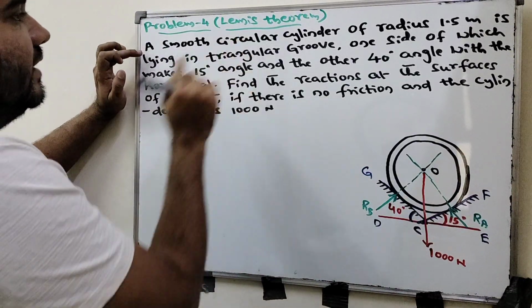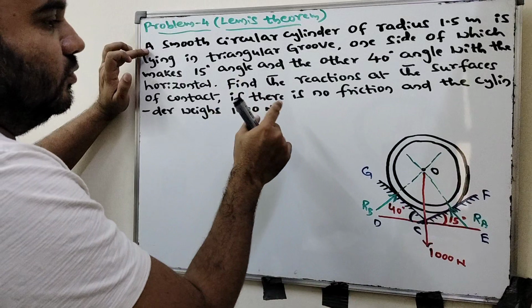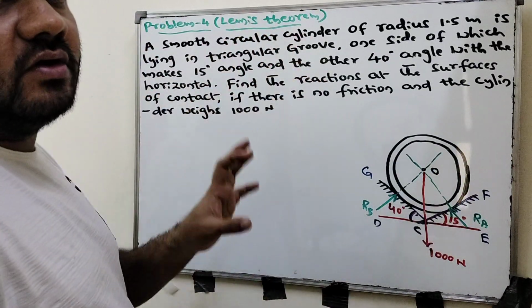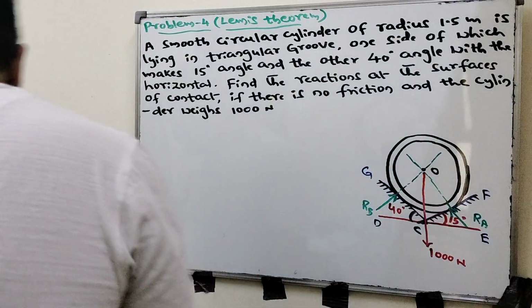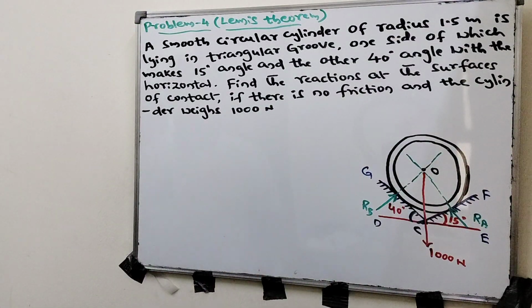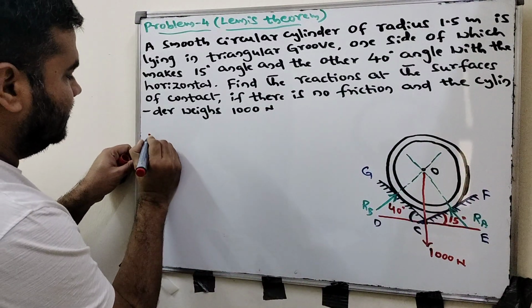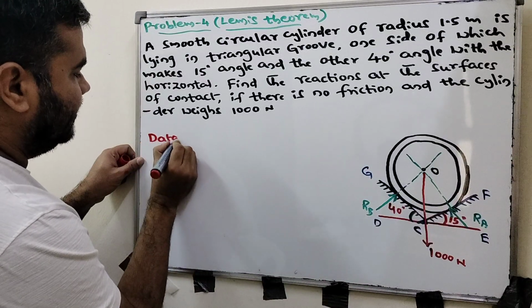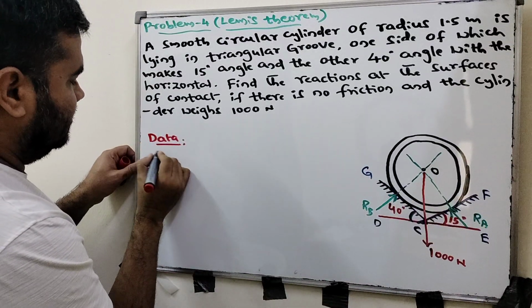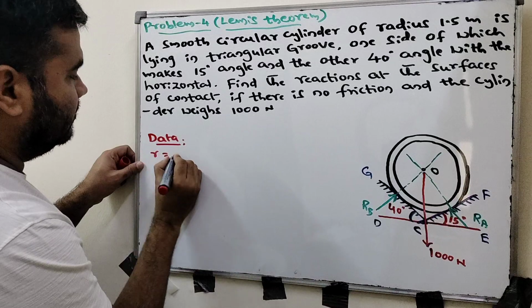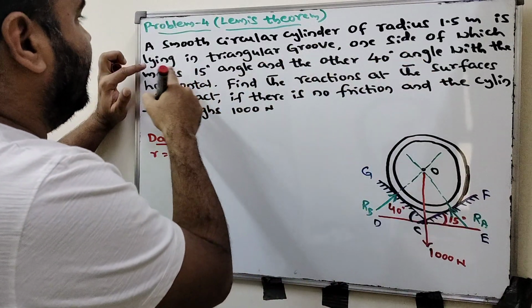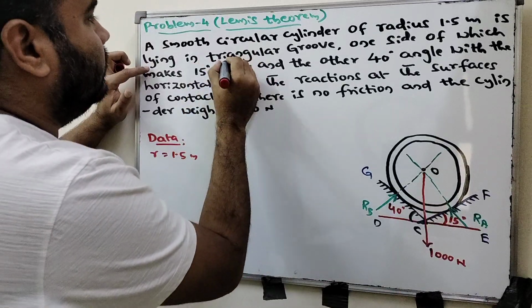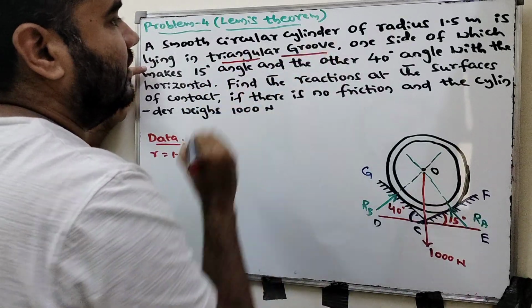A smooth circular cylinder. It is a solid or hollow cylinder of radius 1.5 meter. So the data is given, the radius r equal to 1.5 meter of the cylinder. It is lying in a triangular groove.